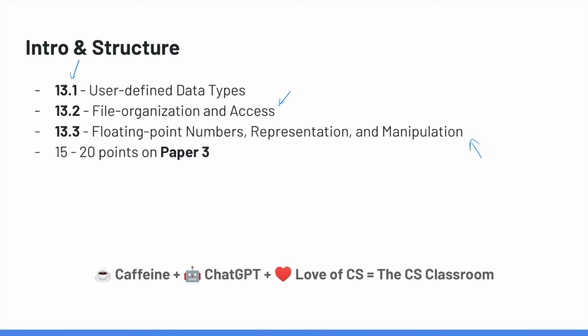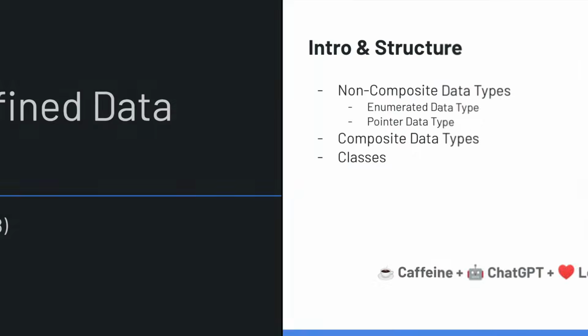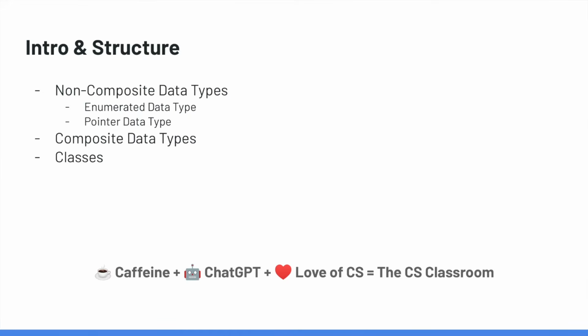Now, the material that we're going to address in this video encompasses about 15 to 20 points worth of questions on paper 3. So pay attention, it's an important topic. Now let's start by taking a look at section 1, which is user-defined data types. This is an extension of the previous programming concepts that you've had to learn for topics 1 through 12, so paper 1 and 2. Here we're going to cover non-composite data types, composite data types, and classes.